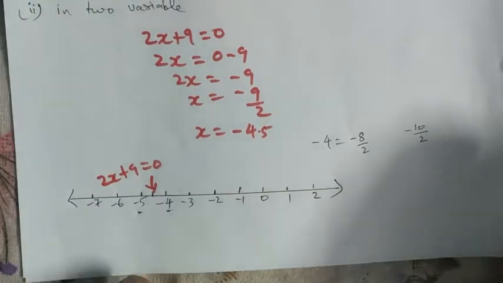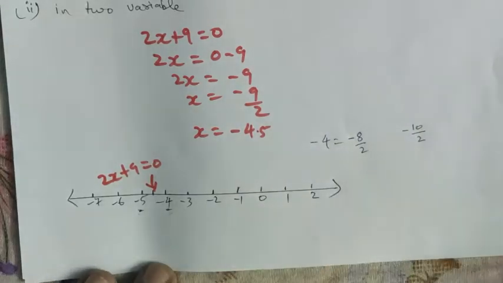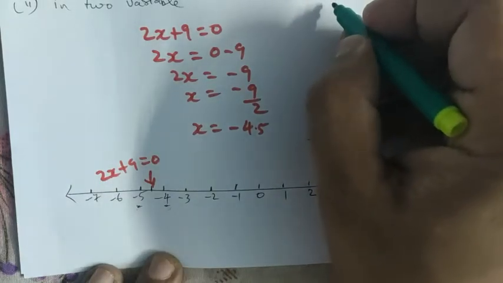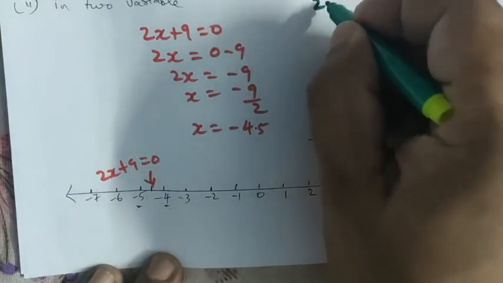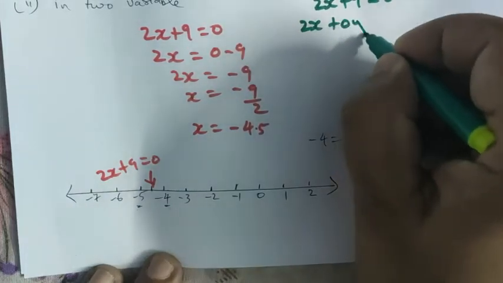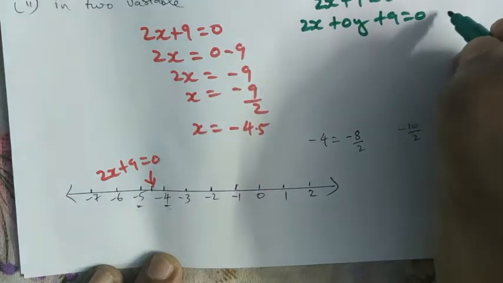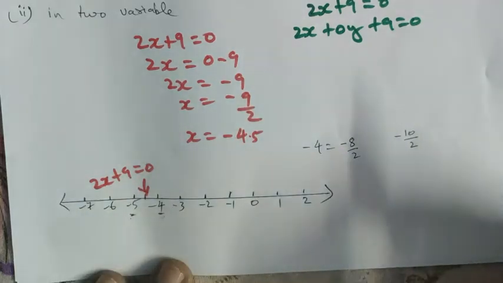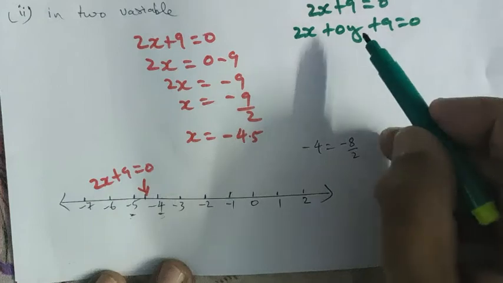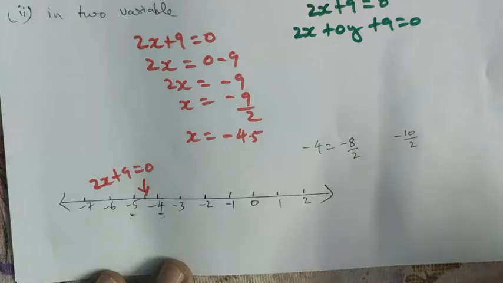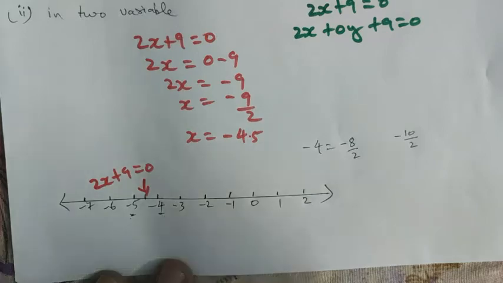Now second part, we have to plot the graph in two variables. For two variables, first of all we will represent it in the form of a linear equation in two variables. So 2x plus 9 equals 0 can be written as 2x plus 0y plus 9 equals 0. This is the linear equation in two variables. Since x equals minus 4.5 for every value of y, the graph will be parallel to the y axis.